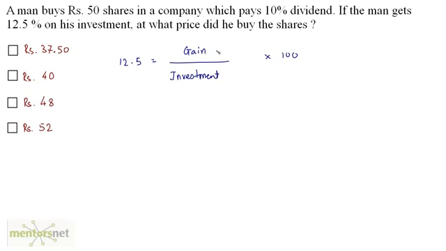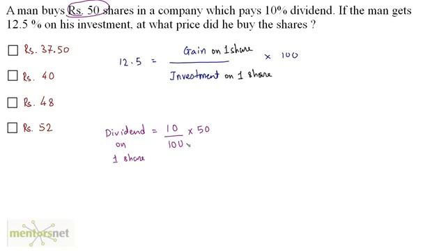So this formula can be modified, I can write this as gain on one share upon investment on one share, isn't it? Now what is gain? Gain is basically the dividend, right? And how is dividend calculated? Dividend is calculated on the face value, and we have been given the face value of the shares, that's rupees 50. So dividend is 10%, so the dividend on one share is equal to 10 by 100 of the face value, times 50, right?